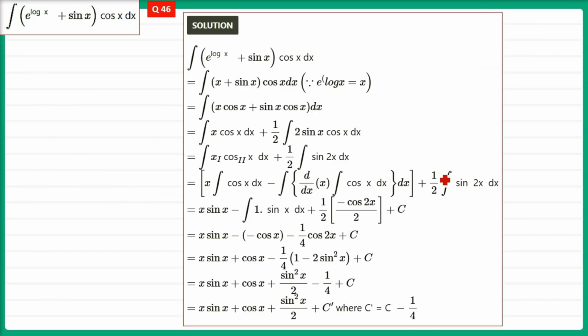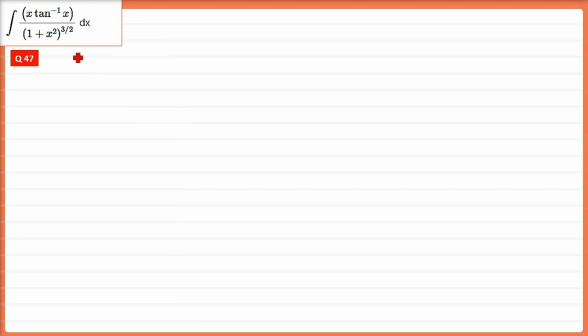Now how to do this? This is a way you are going to adopt in order to do this progressively in the terms we have just discussed. Next one is x tan inverse x divided by 1 plus x squared to the power 3 by 2. Now mostly in the inverse integration, we try to get rid of this tan inverse. So in order to get rid of tan inverse, we can have x as tan theta.